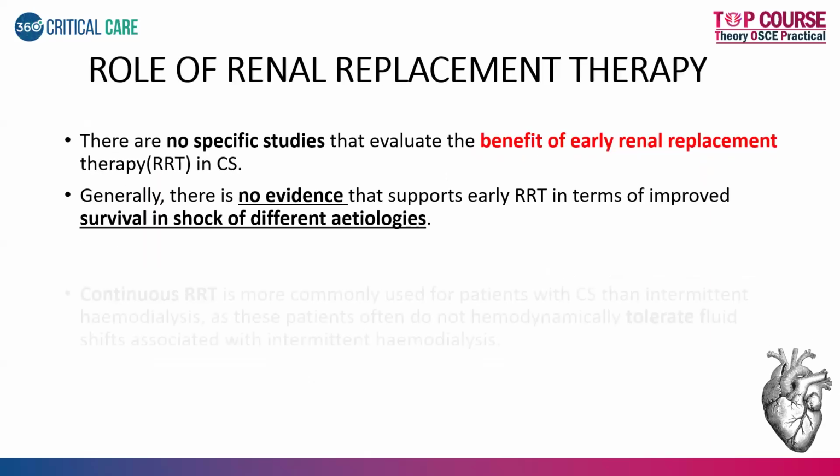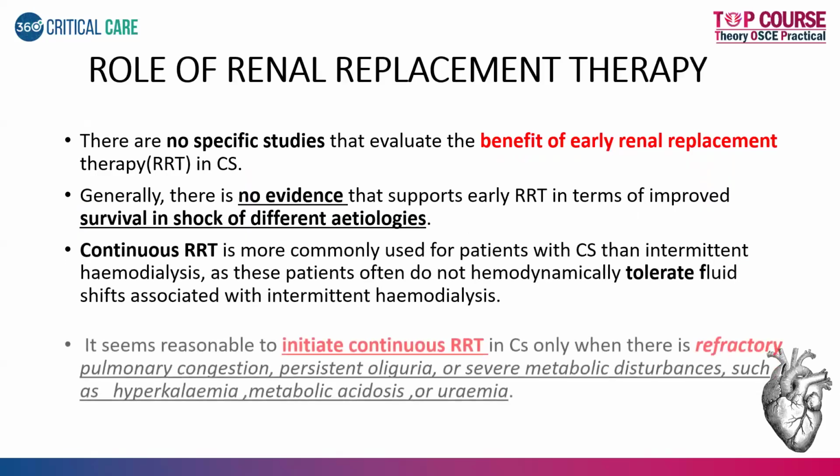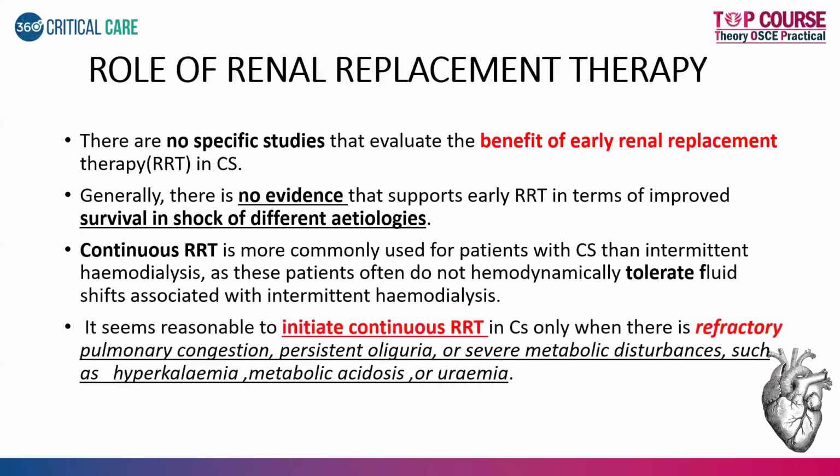Role of renal replacement therapy: it's only when we are thinking of congestion related cardiogenic shock. It's better to use continuous RRT whenever the patient has refractory congestion, oliguria, or severe metabolic acidosis, which worsens cardiogenic shock. As such, there is no survival benefit associated with initiation of early RRT in a patient with cardiogenic shock.